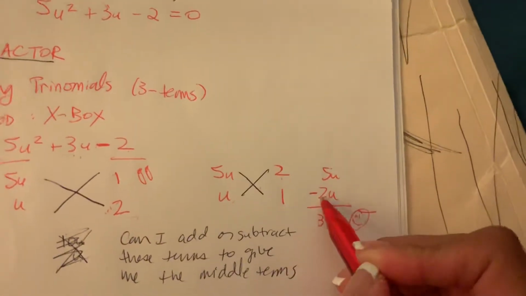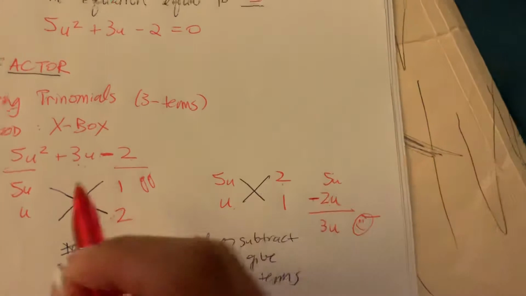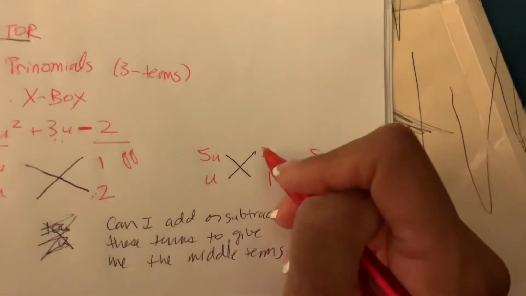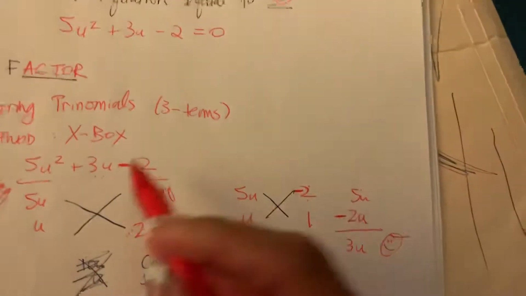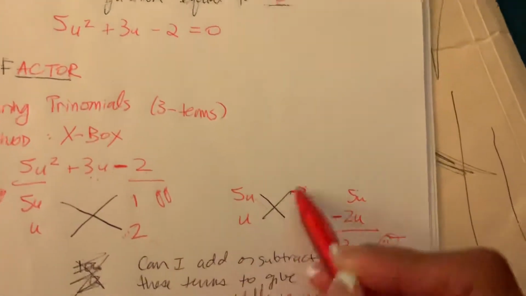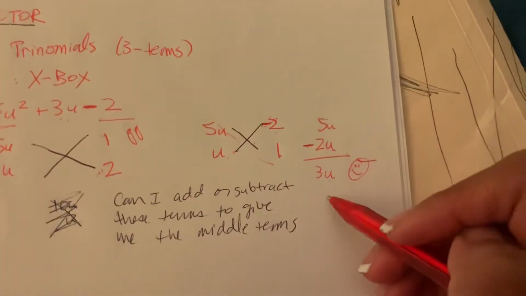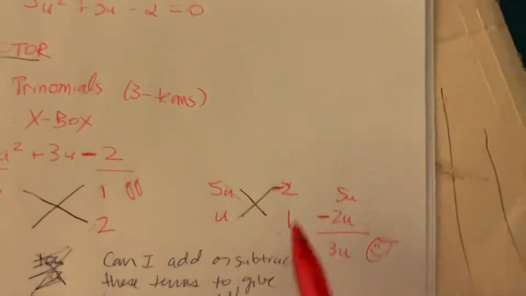And notice I need a negative 2u. So I mentioned before that we need a negative 2 here. So to get a negative 2u, you need to put a negative on this term. So negative 2 times 1 gives me negative 2. When I cross multiply, I get 5u and negative 2u, which does add to give me 3u. So these are the winner, winner, chicken dinner numbers.